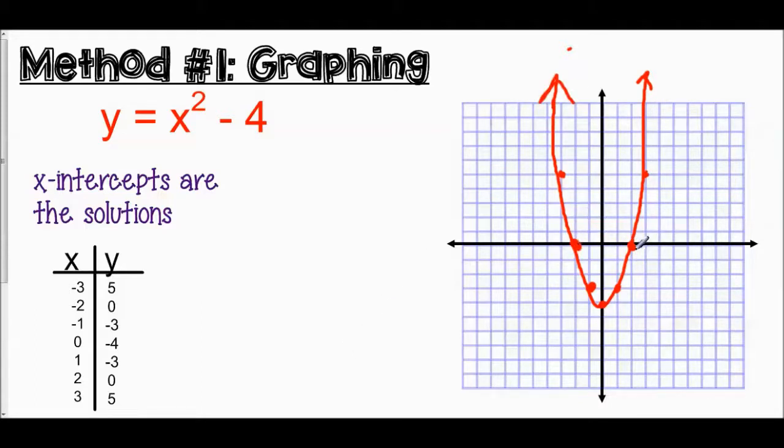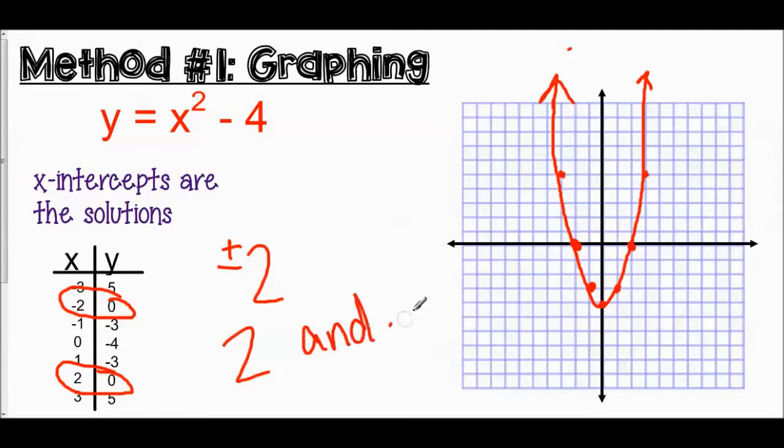Its solutions are going to be right here at the x-axis. And do you see why those are also called the zeros? Negative 2, 0, and 2, 0. It's called the zeros because the y-coordinates would be 0 in order for it to be an intercept. So my solutions are negative 2 and 2. So you could say that is plus or minus 2, or you'll see it like this, 2 and negative 2. That could also be a solution. Sometimes you'll see it written as coordinates, negative 2, 0, and 2, 0.